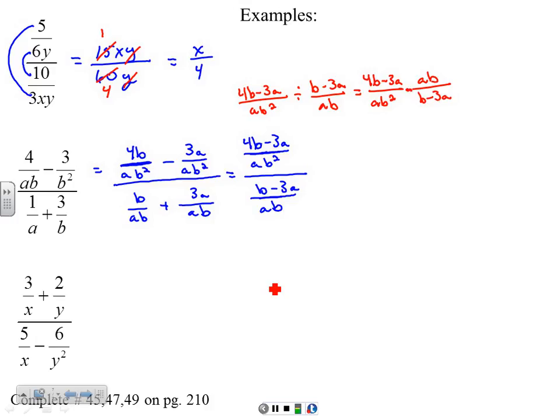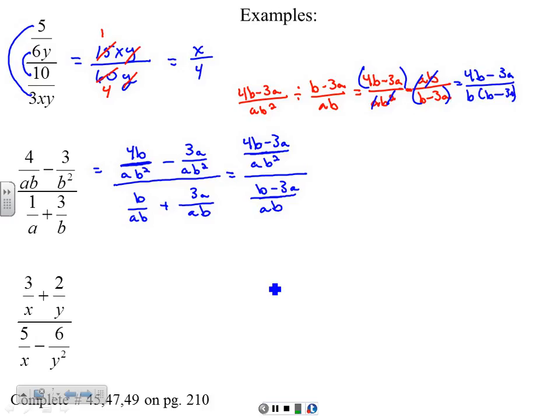And now that you have a multiplication problem, you can reduce where you can, which in this problem, the a's will cancel and the b will cancel one of those, and nothing else will reduce, because remember, this is a group, and those groups are not identical. So on top you would have 4b minus 3a, over b times b minus 3a.